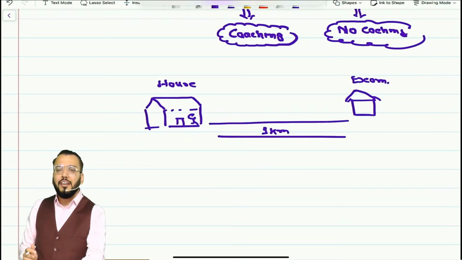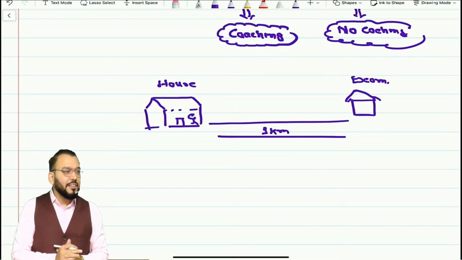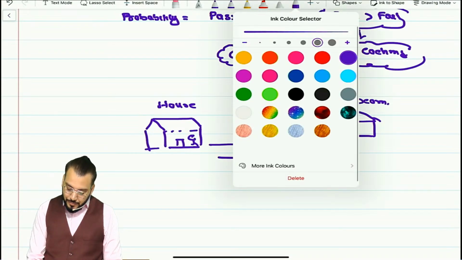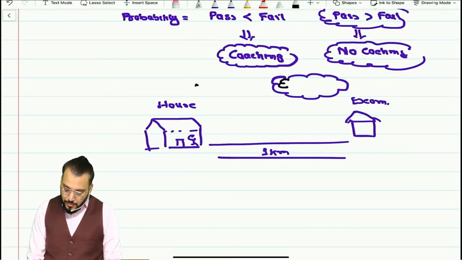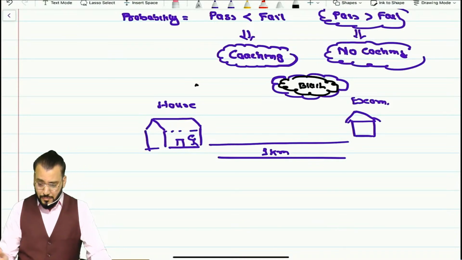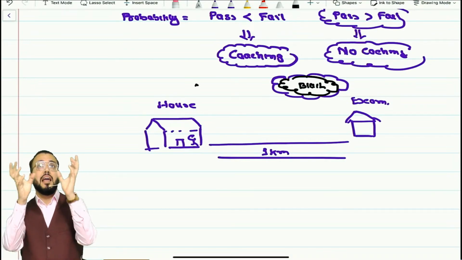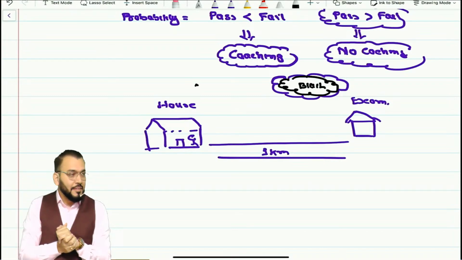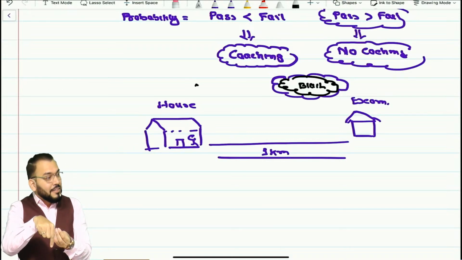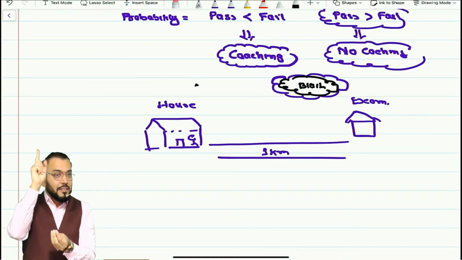Now what happened? Just the moment you started for your exam center, you observed that there was some black cloud. Black cloud. Understood what I am saying? The moment you were leaving for your exam center, you observed that in the sky there was some black cloud. There is a condition existing on that particular day, exam day. The condition is black cloud.